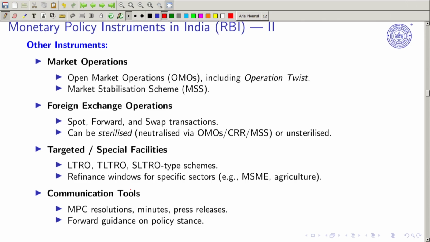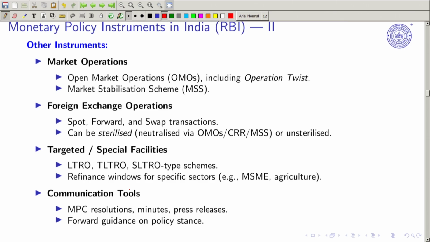Now, other instruments are market operations. This we call open market operation, buying and selling of government securities. When we deal with that, it is called open market operation. We often call that operation twist. And second is the market stabilization scheme, MSS, which is also one of the important ones. So, these are market based, which means that the government is selling the bond, whether increasing the bond sale or decreasing the bond sale, it is based on that. So, that is why we call it open market operation.